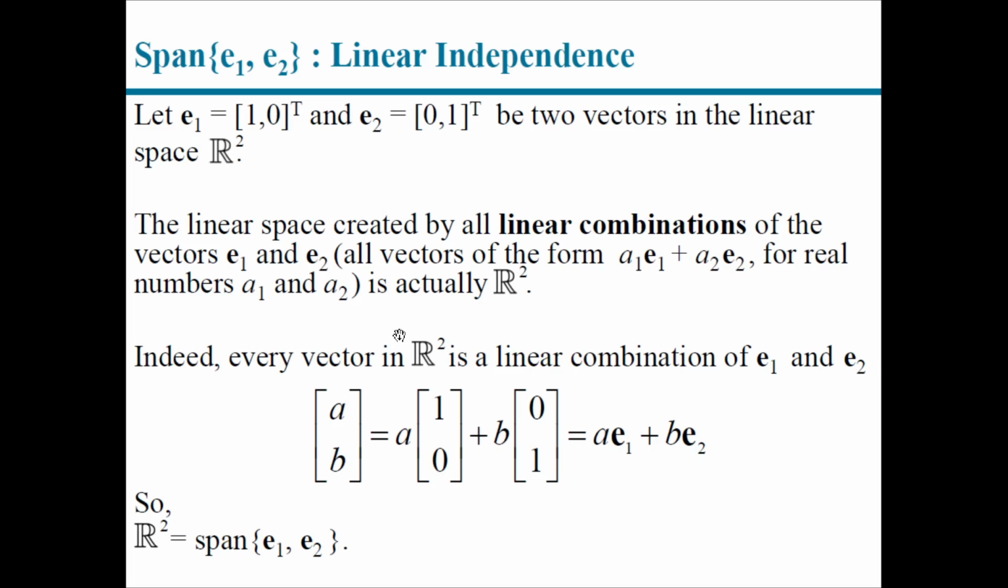So every vector in R2 is actually a linear combination of those vectors. Therefore, the span of e1 and e2 is actually R2, because every vector in R2 is a linear combination of them, and all linear combinations of them are vectors in R2. So basically, the span of e1, e2 is R2. Beautiful.